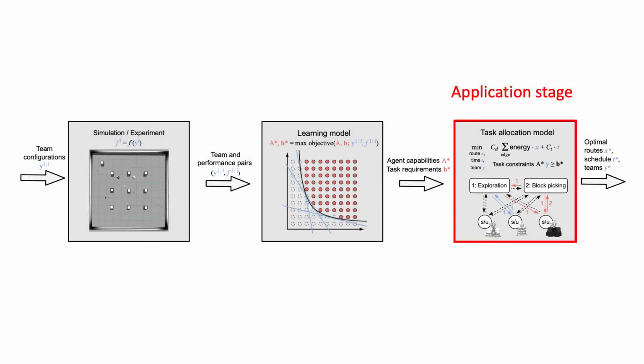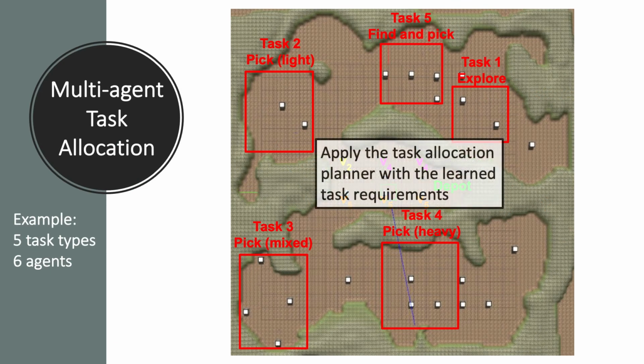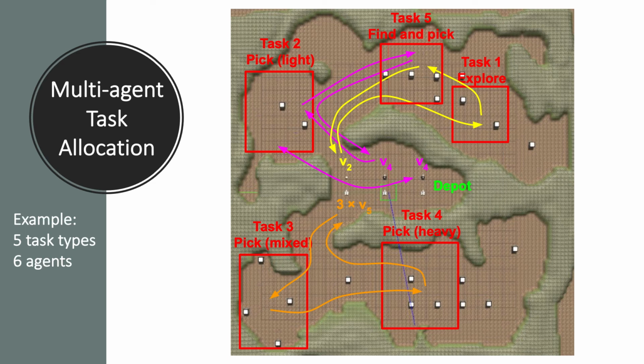Finally, with the learned task constraints, an optimization-based task allocation can be used to determine the optimal teams, routes, and schedules. We show an example where 5 heterogeneous tasks are distributed in an outdoor environment. The agents should start at the depot and complete all the tasks while minimizing energy and time consumptions. According to the optimization, 1 agent number 2, 2 agents number 4, and 3 agents number 5 are enough for the whole mission.